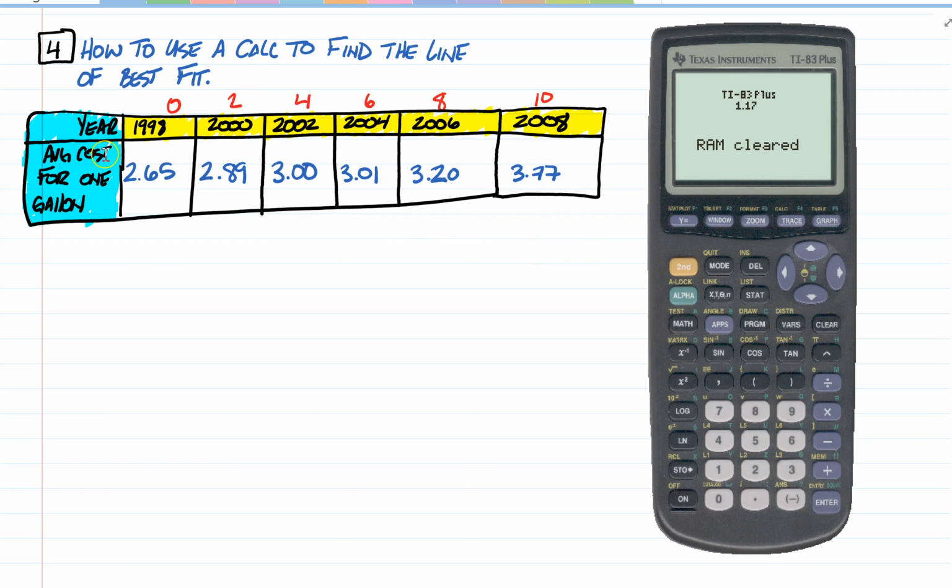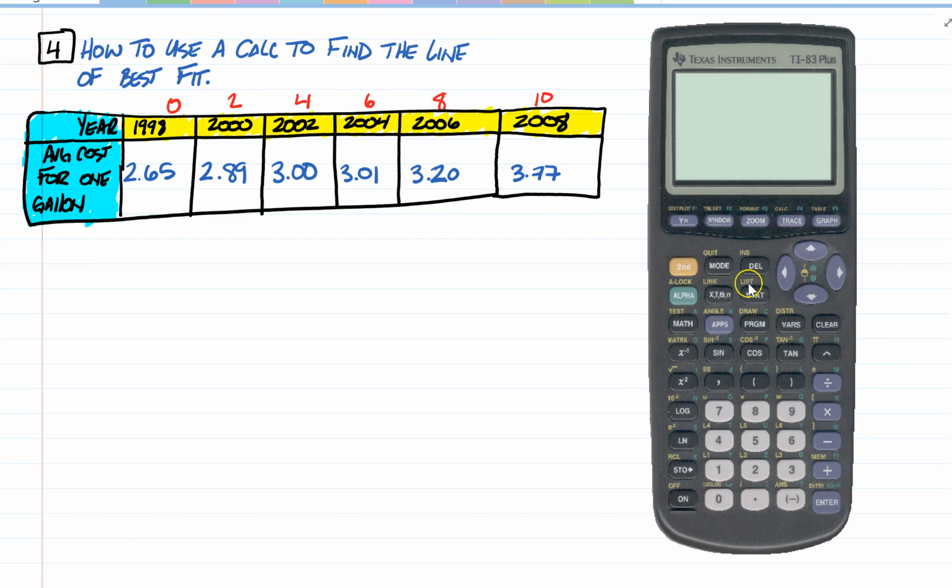So what we have here is the year, and then the average cost for 1 gallon of gasoline. In the year 1998, it was $2.65. In 2000, it was $2.98, and then so on. I'm going to show you how to create the line of best fit in your calculator right now. So I'm going to clear this out.